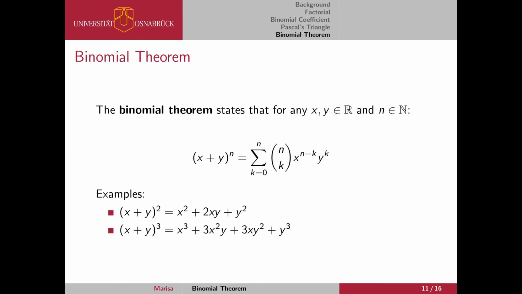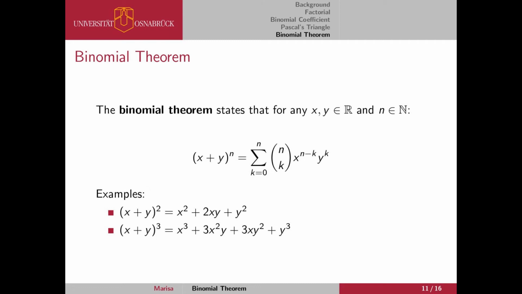You probably remember the first one here. (x plus y) to the power of 2 equals x squared plus 2xy plus y squared. Now let us reconstruct the solution with the help of the binomial theorem. n would be 2 in our case, because we have (x plus y) to the power of 2.